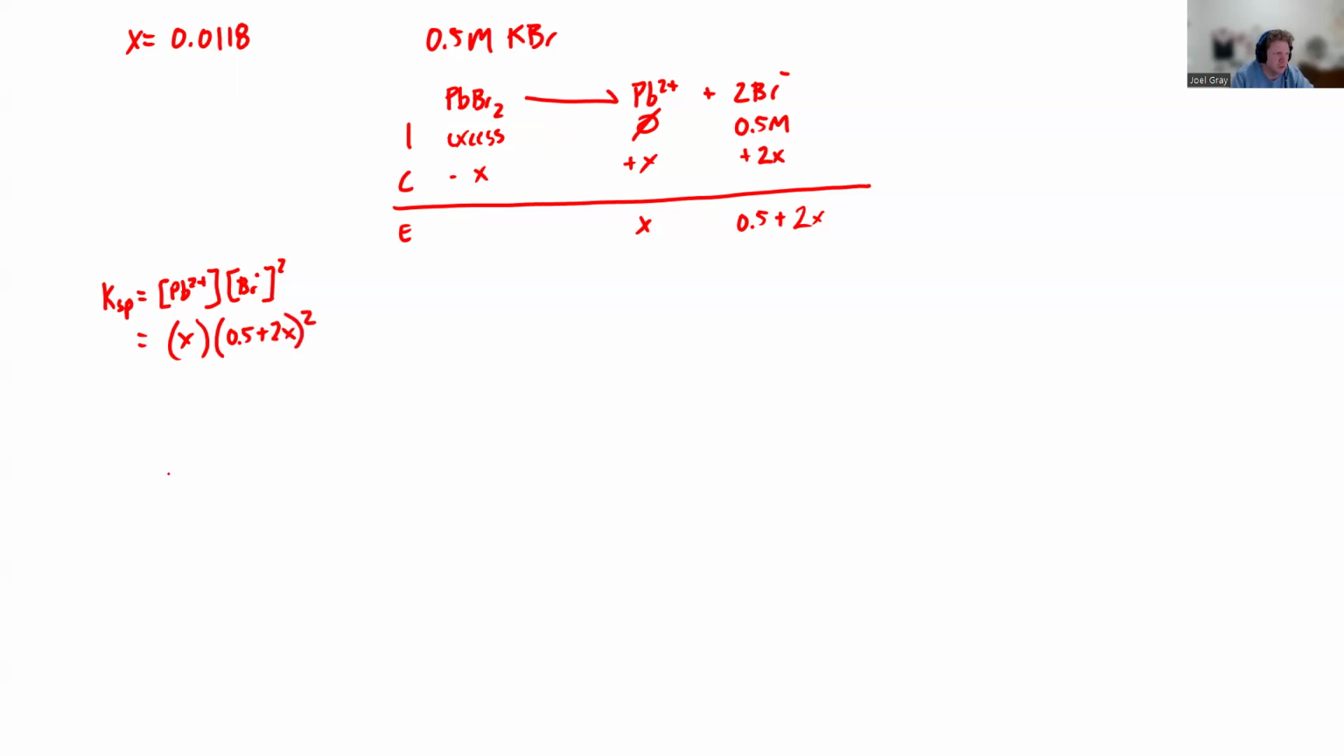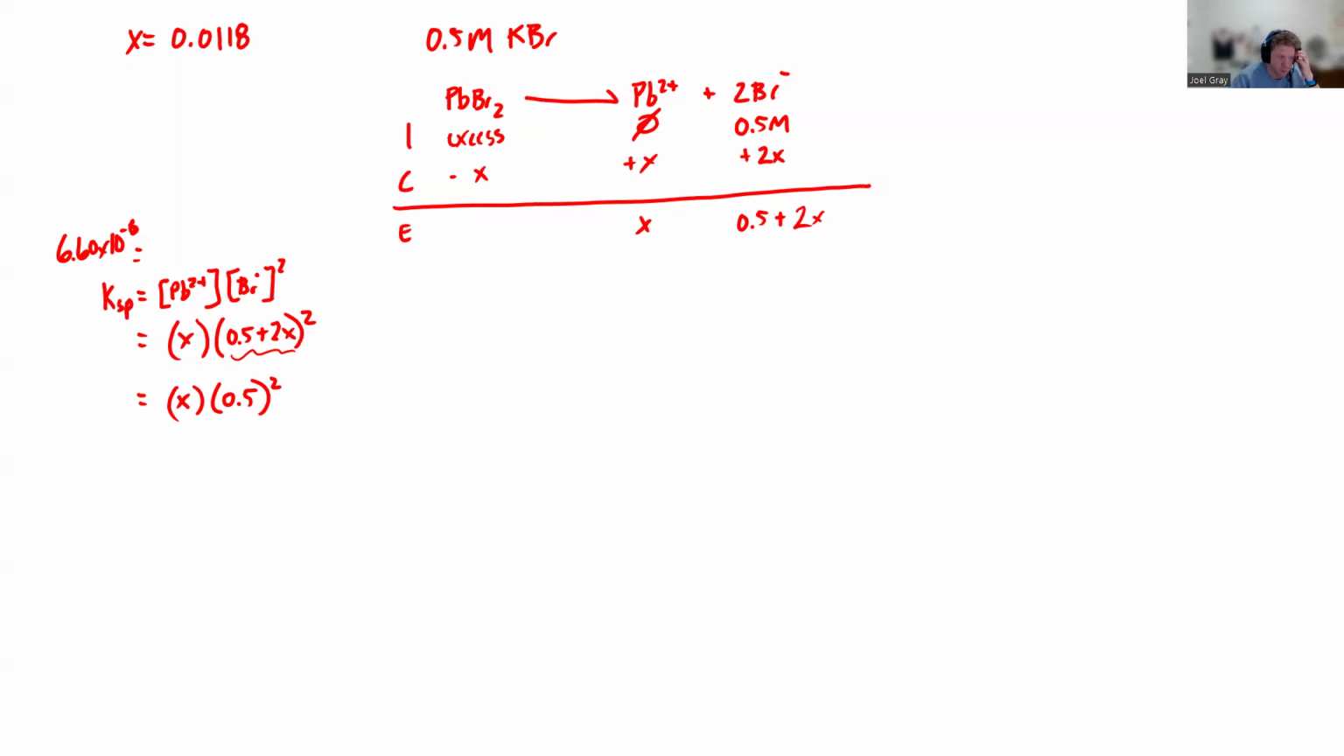Now, one of the assumptions that we can make is that x here is relatively small because of the magnitude of our Ksp value, which is again 6.60 times 10 to the negative 6th. And so we can rewrite this as x times 0.5 squared. So essentially this plus 2x, we can basically mitigate that. We don't have to worry about that.